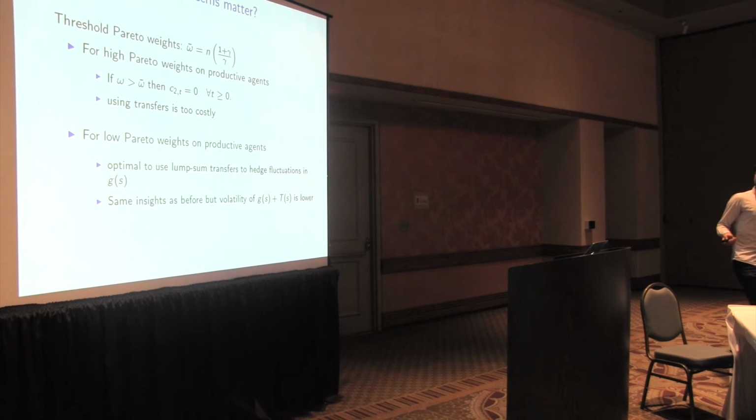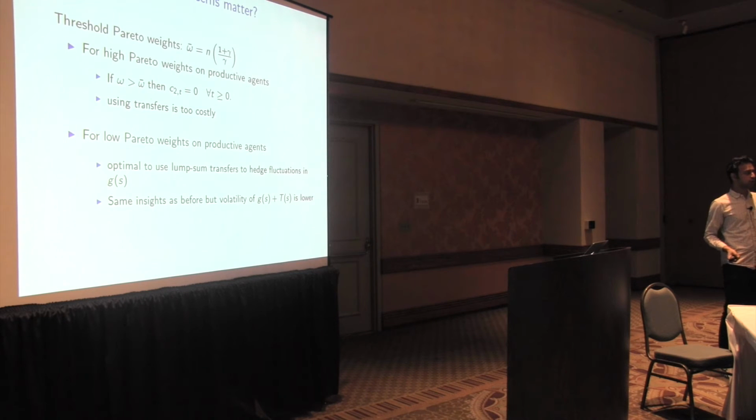So this quasi-linear world turns out to be useful here because if Pareto weights on the productive agents are very high, transfers are not used at all, because using transfers means subsidizing consumption to agents which you don't like. For low enough Pareto weights, for more redistributionary governments, you can use transfers as well as the asset market to hedge risks. And what turns out is that minimizing the variance of cash in hand is exactly the same objective which you should think about.